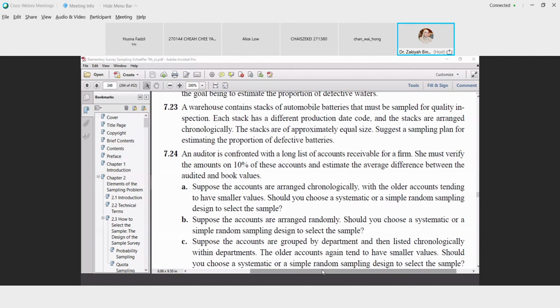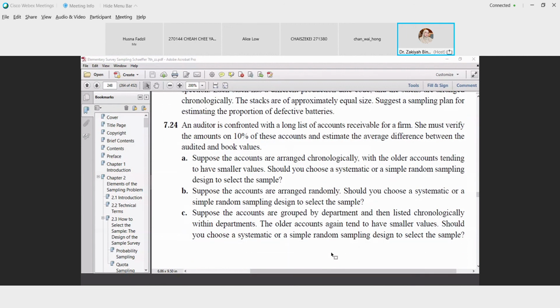Part A, systematic. Yes, that's because they're arranged chronologically. By using systematic sampling, you can make sure that, since it is ordered, the elements in your sample will cover all the different values from start until the end. Compared to SRS, which could be more concentrated toward the end or the center, we don't know because it's random chance. Okay, good. Now part B.